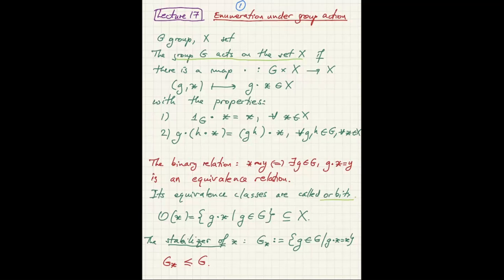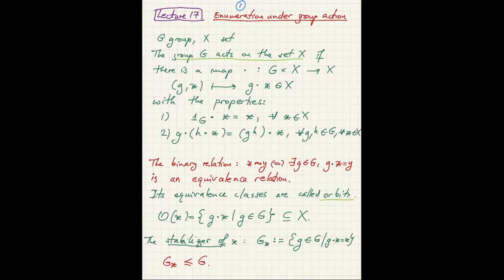Today we'll continue discussing the notion of group action, and we'll see how it can be applied to various examples in combinatorics, number theory, and algebra. As you remember from last lecture, we defined the notion of a group action as follows.